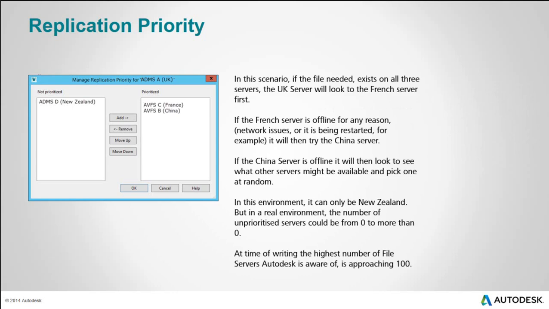In this scenario, if the file needed exists on all three servers, the UK server will look to the French server first. If the French server is offline for any reason, it could be network issues, or it's being restarted, or for some other reason, it will then try the China server, so it will do it in the order that they're listed. If the China server is offline, it will then look to see what other servers might be available and pick one at random.